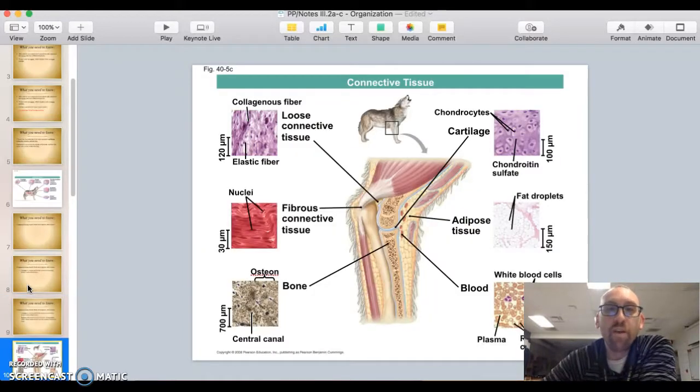You have, like I said up here, what's called loose connective tissue. You can have fibrous connective tissue. Bone is a connective tissue. Cartilage, like I said, is another one.